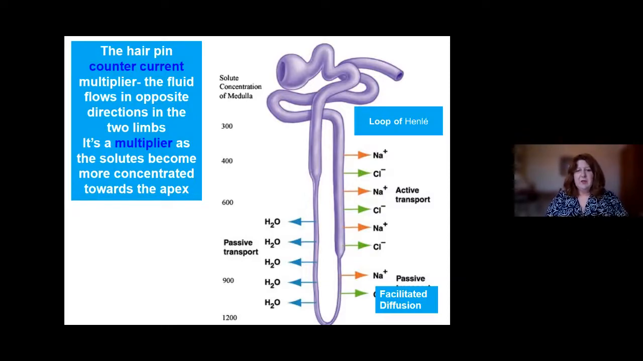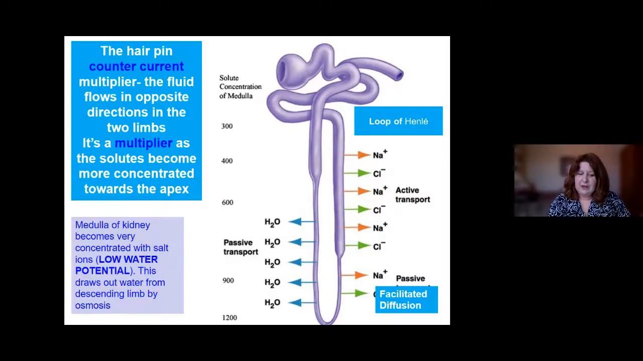It's a multiplier because the solutes are becoming more concentrated towards the apex of the loop of Henle. It's called a hairpin because it's got a hairpin shape as well. So the medulla of the kidney, which is the inner part, remember it's the outer cortex and the inner medulla, is becoming very concentrated with salt, different sorts of sodium and chloride ions.